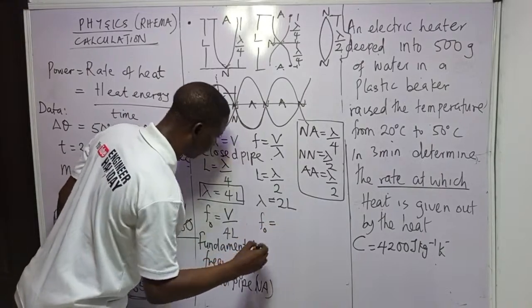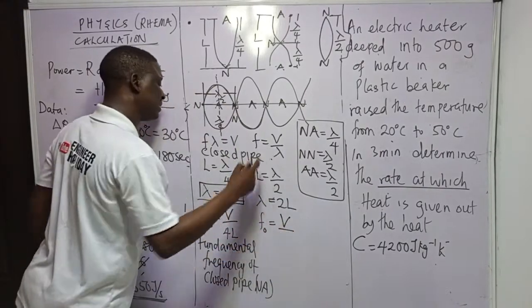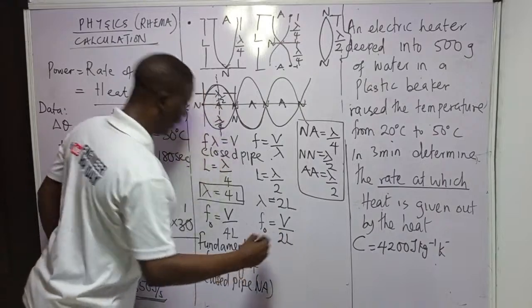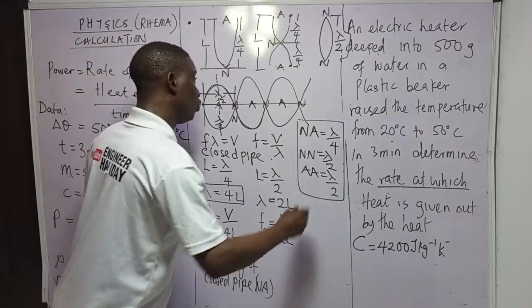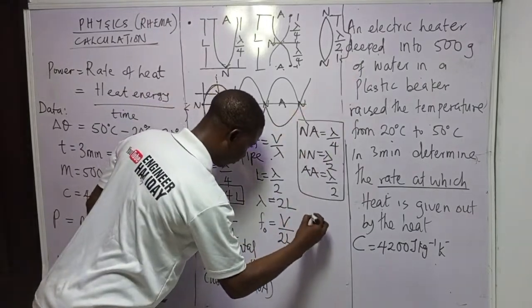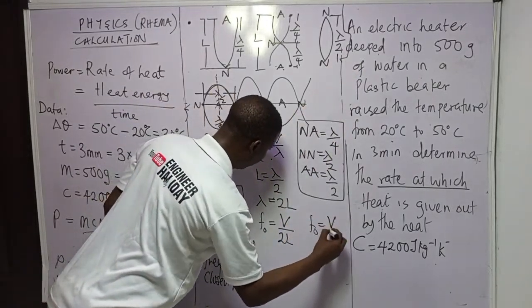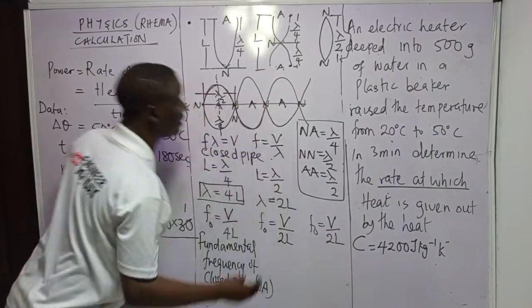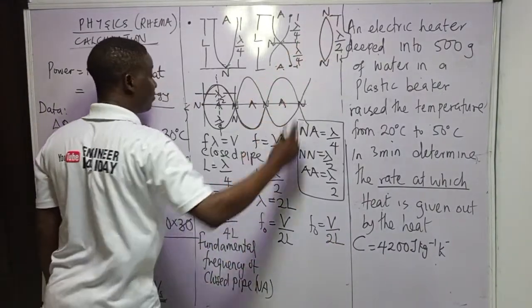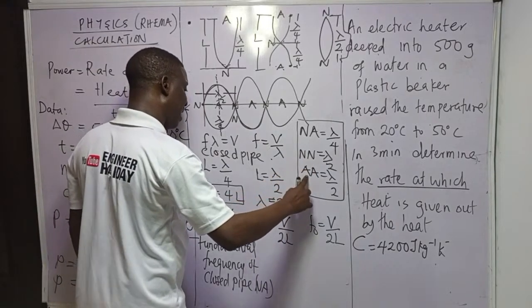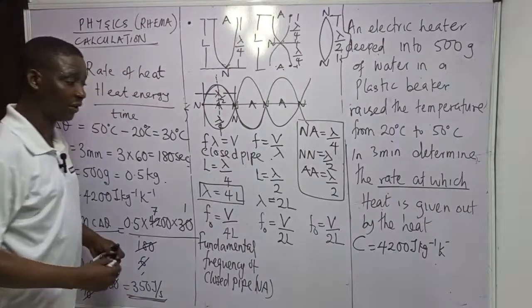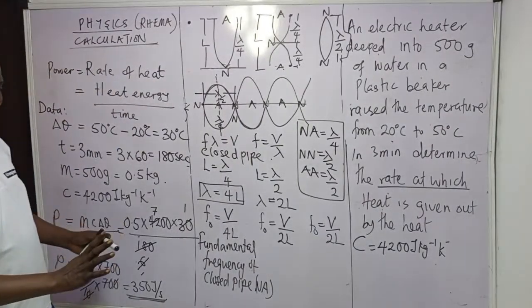Fundamental frequency will now be what? V over lambda, which is V over 2L. Now, the last part is also going to be the same thing. Fundamental frequency is equal to V over 2L, because they have the same thing. From here to here is not lambda. So node and antinode is lambda over 2. So now let's look at it.